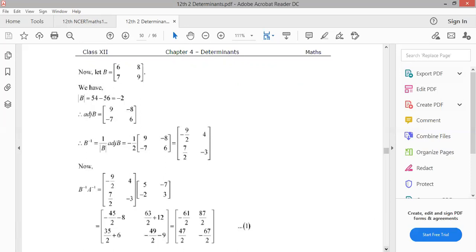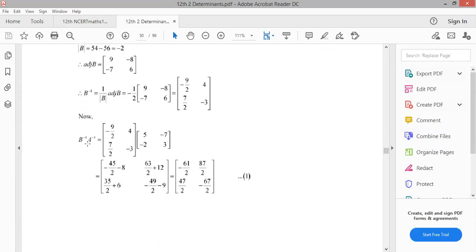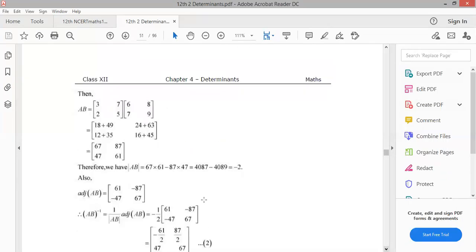Now we have found A inverse and B inverse. We can find B inverse A inverse. We will find the right hand side actually. So this is the value of the right hand side. Now the left hand side is AB whole inverse. So first of all, we have to find AB. So the product of A and B is this.